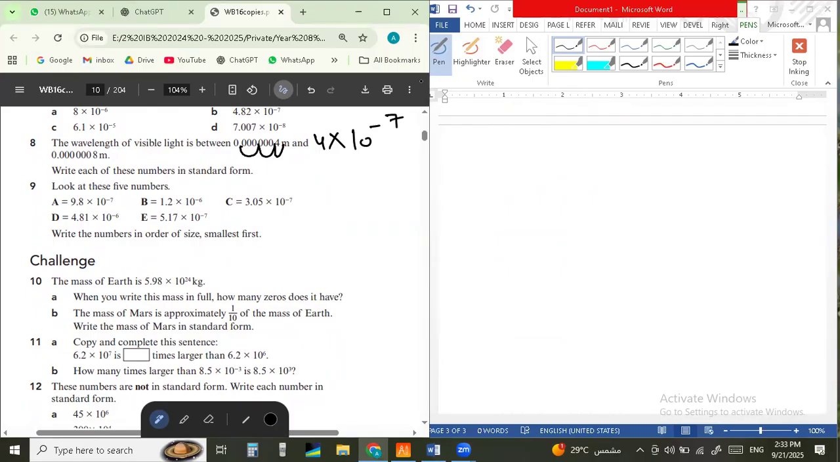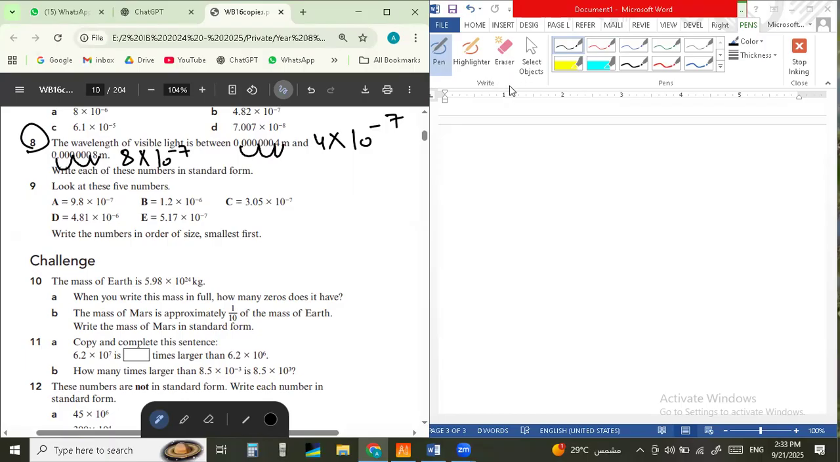While here, I moved it, Mr., 3 digits, 6 digits, 7 digits. So it's also, Mr., 8 times 10 to the power of -7. This is question 8. Question 9 says to you here, write the numbers in order of size, smallest first. How can we do this?